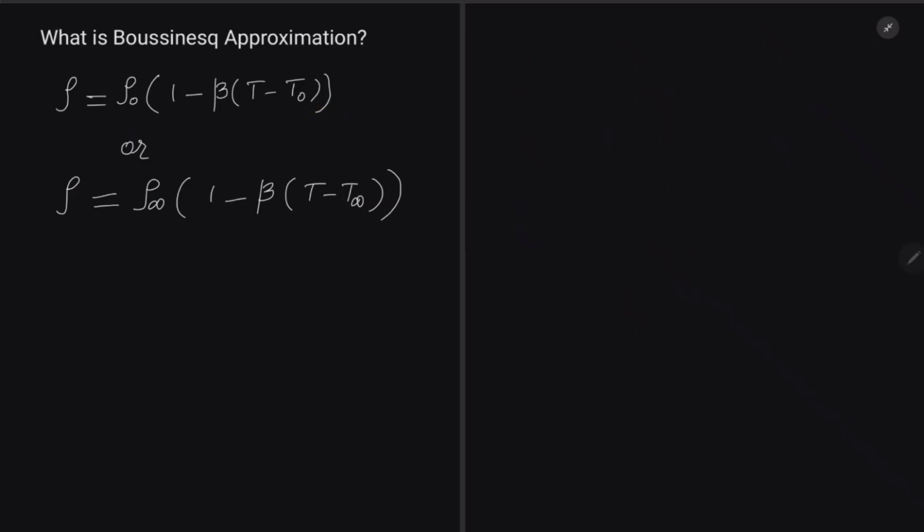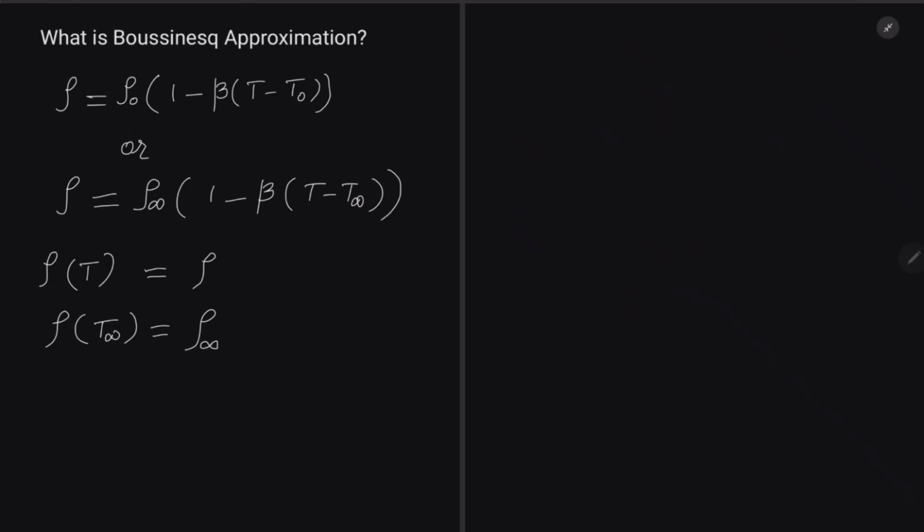So how does the density change? The density changes when you change the temperature. It means that the density is a function of the temperature. So the density at T will be, for example, rho, and the density at T infinity can be written as rho infinity, just for the sake of simplicity.